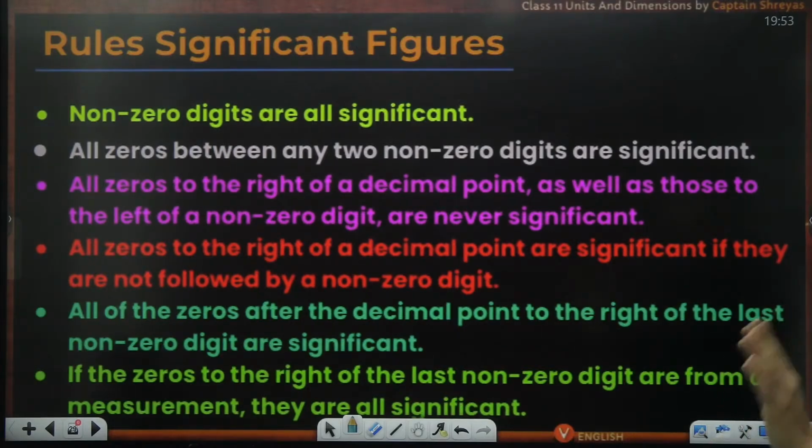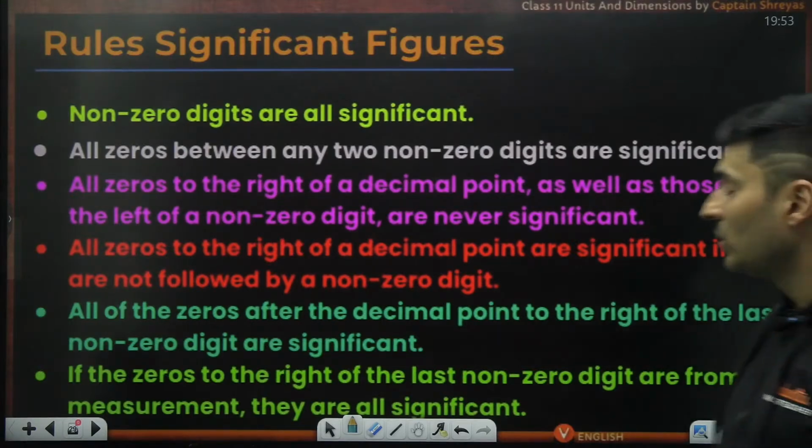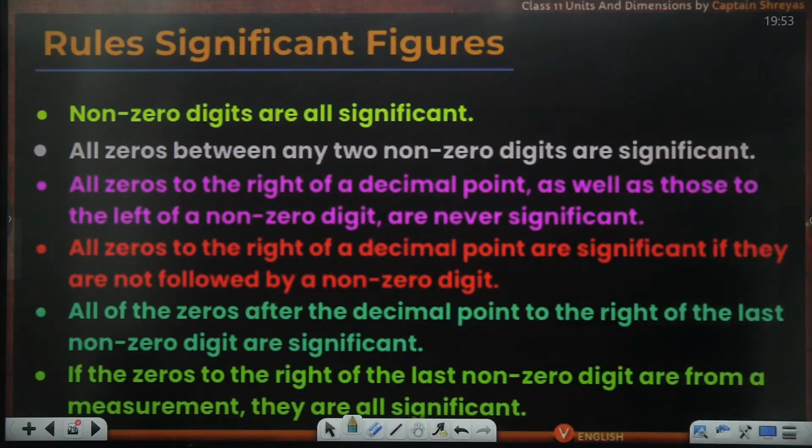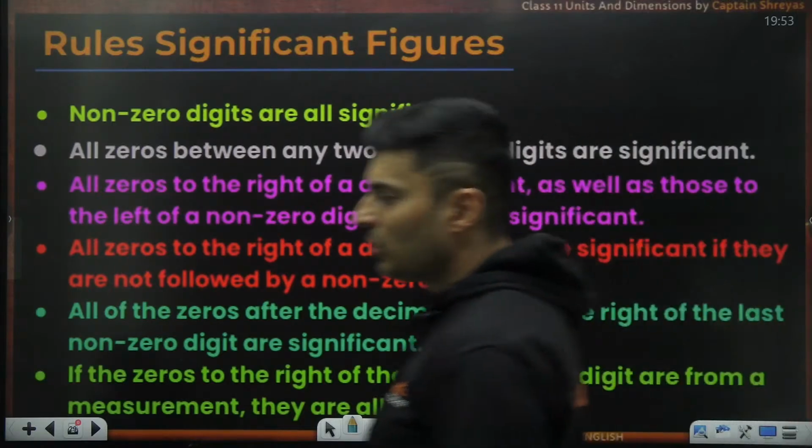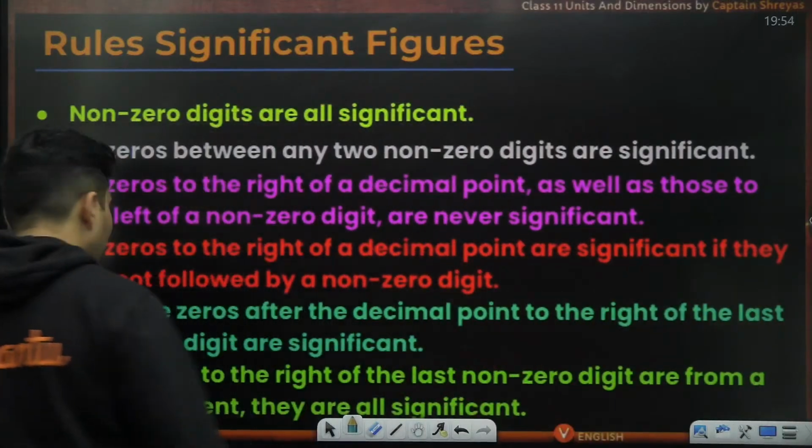All zeros to the right of a decimal point as well as to the left of a non-zero digit are never ever significant. All zeros to the right of a decimal point are significant if they are not followed by a non-zero digit. All of the zeros after the decimal point, to the right of the last non-zero digit, are significant. If the zeros to the right of the last non-zero digit are from a measurement, they are all significant. Now, whenever you read these things, almost you will feel like falling off.